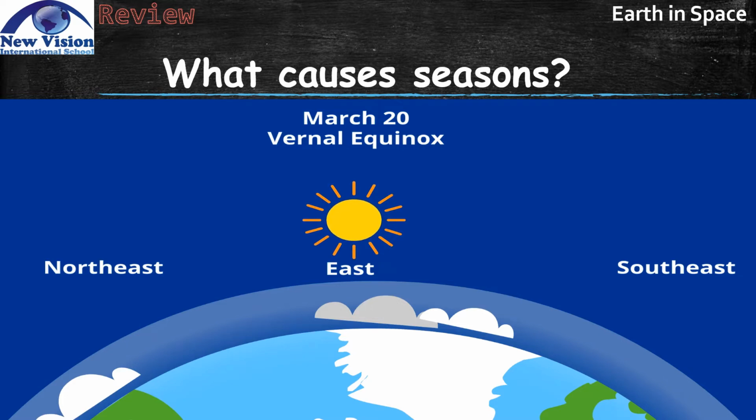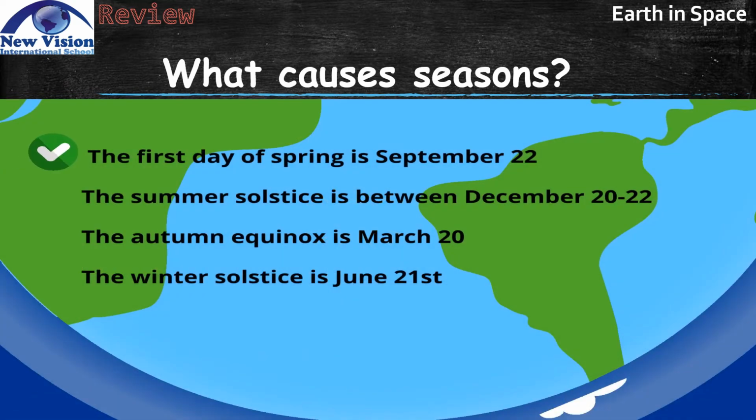In the southern hemisphere, the first day of spring is September 22nd. The summer solstice is between December 20th and 22nd. The autumn equinox is March 20th, and the winter solstice is June 21st.